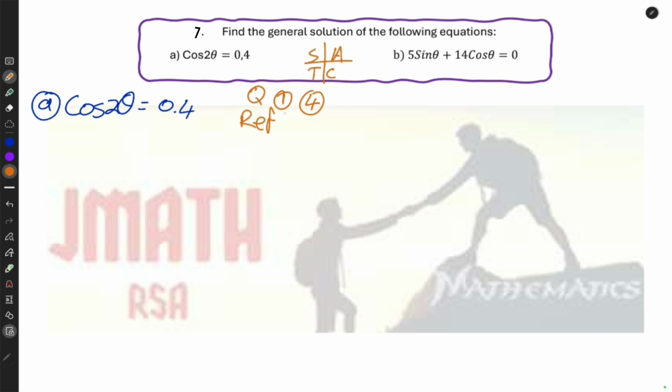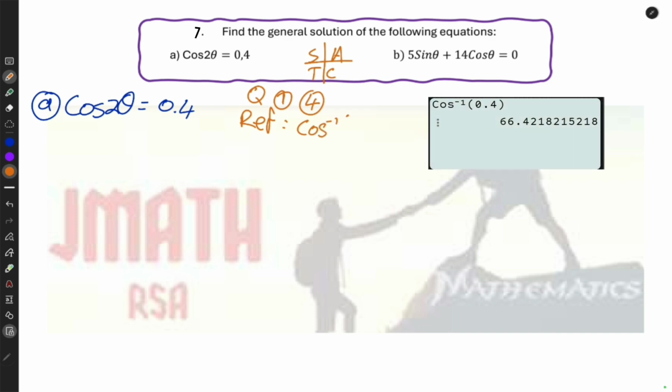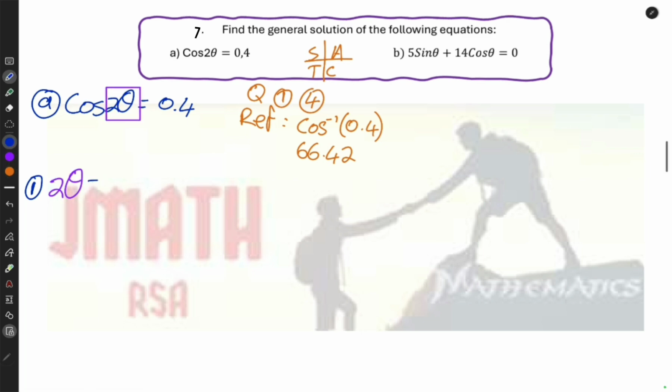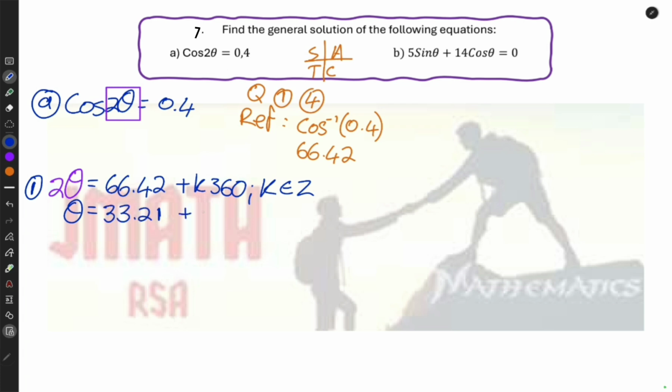Now, reference angle, I am going to say this is shift cos 0.4, and my calculator tells me that is going to be 66.42. Okay, so now for the solution to this, in quadrant 1, I am just going to take this angle that I started with and write that there. So 2 theta is equal to, in quadrant 1, just the reference angle, so 66.42 plus K360. And then at least once each sum, I need to say K is an element of Z. I want theta alone, so I'm just going to divide by 2, and I'm going to get 33.21. Remember to also divide the 360, so this is K180. Perfect, that's my answer for quadrant 1.